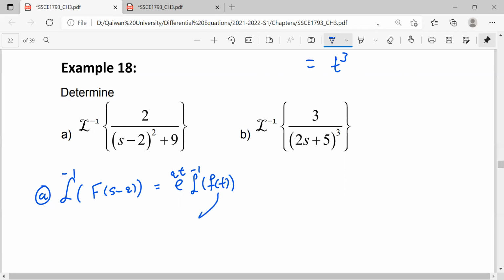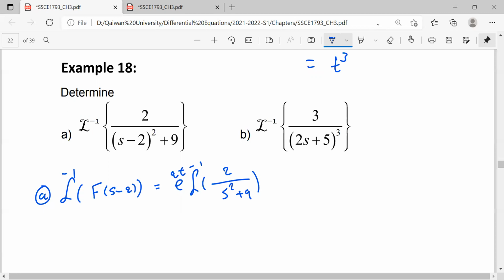F of t is, look, first let's find the Laplace inverse of 2 over s squared plus 9. We have this one. We are going to find the Laplace inverse for this function. Okay, this f of s. F of s minus 2 becomes e to the power at times Laplace inverse of f of s.